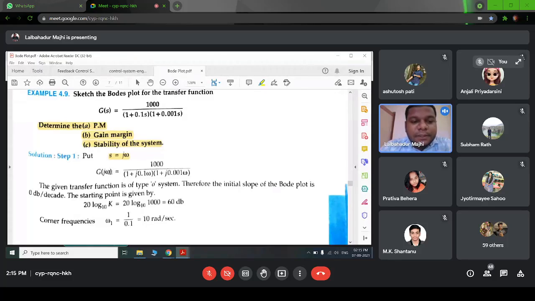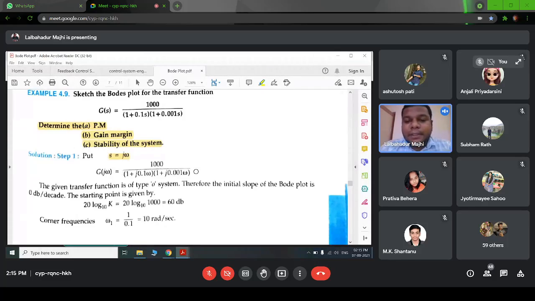So now this G of J omega is equal to 1000 divided by 1 plus J into 0.1 omega into 1 plus J into 0.001 omega. Clear? We have replaced S with J omega. So we can see this is a type 0 system, right? Type 0 means the power of S is here 0, S to the power 0. So it is a type 0 system.